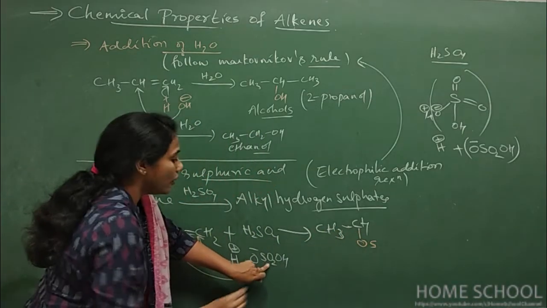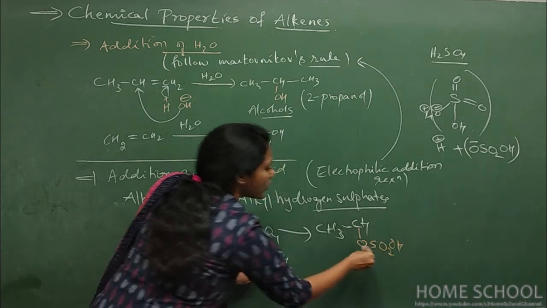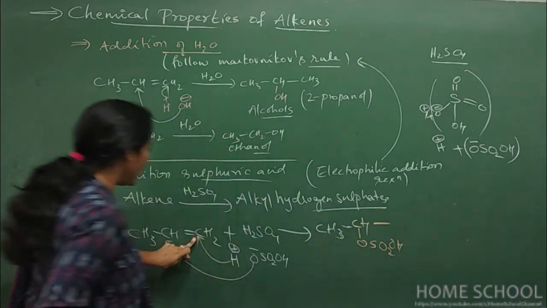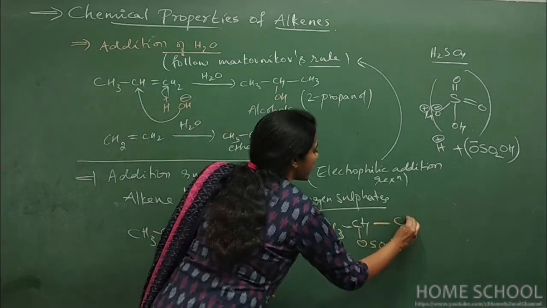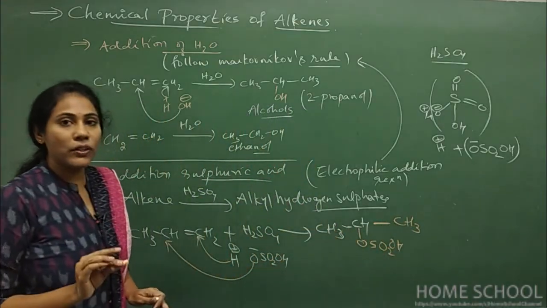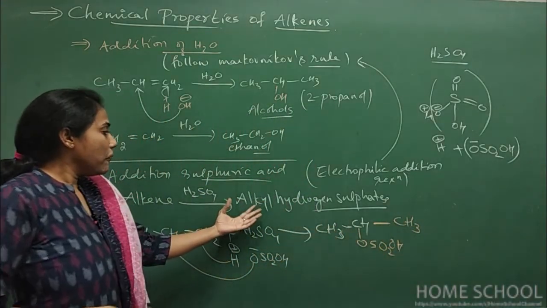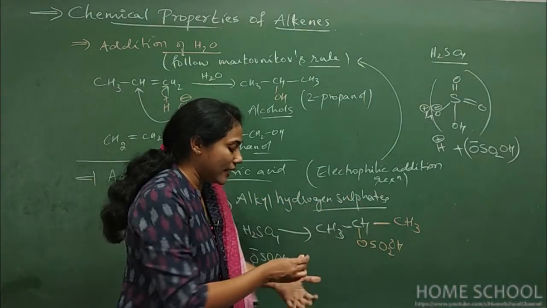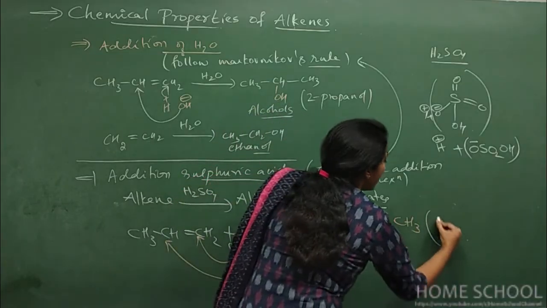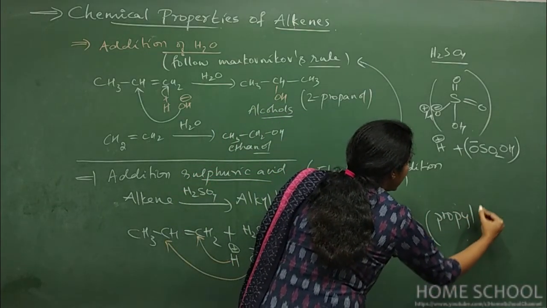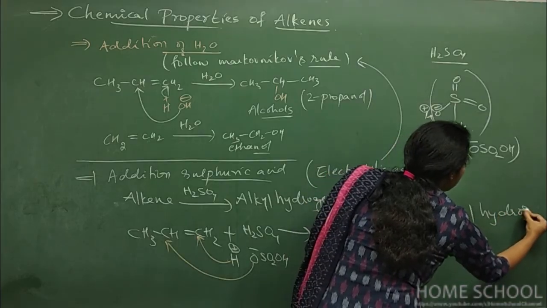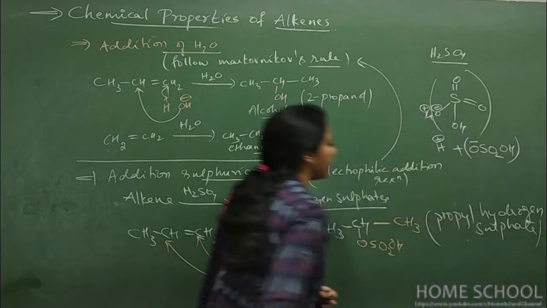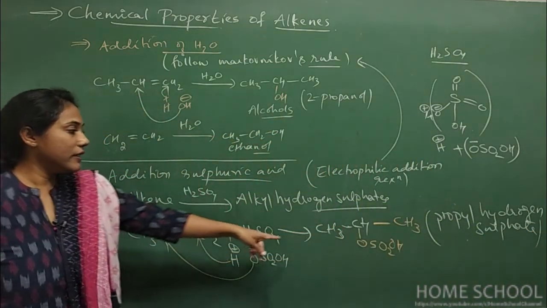So O to SO2 OH, right? So this is that negative part added to second carbon, and double bond became single bond. So this fellow got converted into CH3. Okay, so this is the product you will get. What is the type of product you will get? Alkyl hydrogen sulfate. So which is this alkyl group? Propyl, right? So its name is propyl hydrogen sulfate. So that is the name of this particular product.